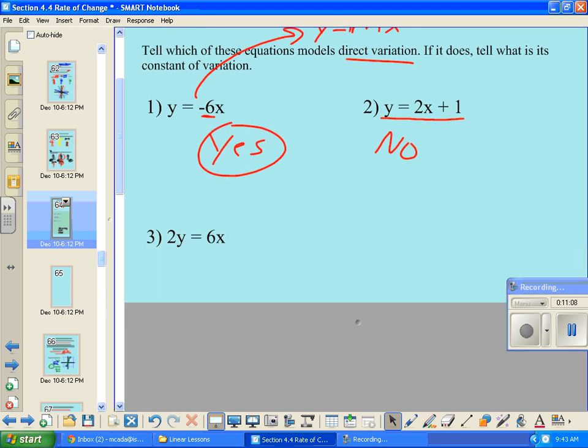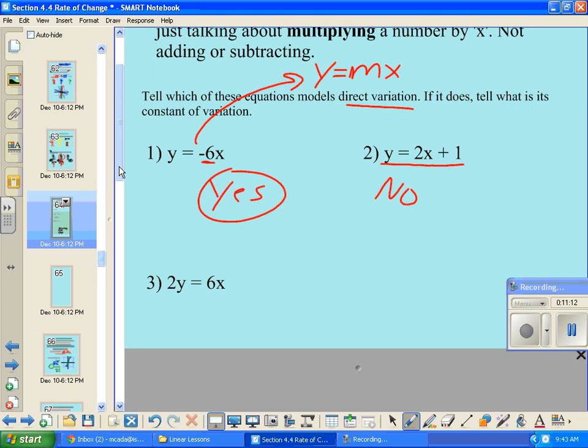This third one, just like I talked about above, I need to know if the equation is y equals mx, if it looks like that. So I still need, like we've practiced, to get y by itself, or solve this equation for y to tell for sure. So what I have to do in this one is divide both sides by 2, just like we've done many times. I get y equals 3x, and I could say yes, this is a proportional relationship.